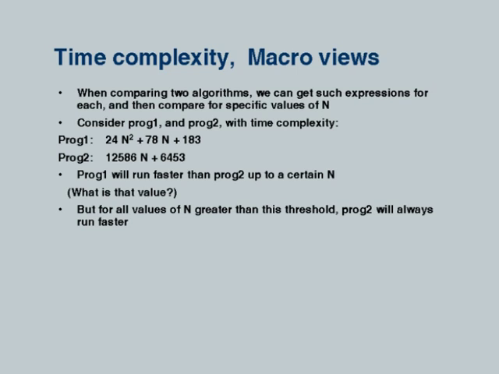Now, how do you compare these two expressions? Obviously, the first expression will run faster than the second expression up to a certain value of n because the coefficients are small. Consider, for example, n is 5. If n is 5, n square is 25. 25 into 24 plus 78 into 5 plus 183 is much smaller than 12,586 into 5 plus this. You agree? So this first algorithm runs faster up to a certain value of n.